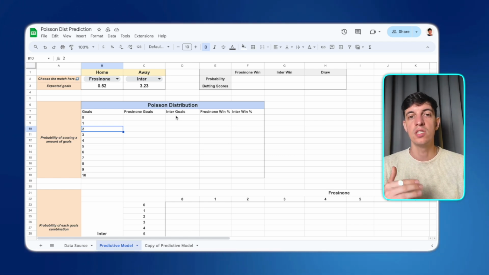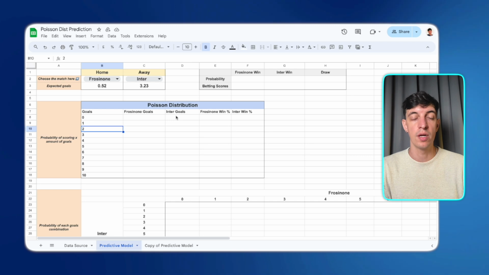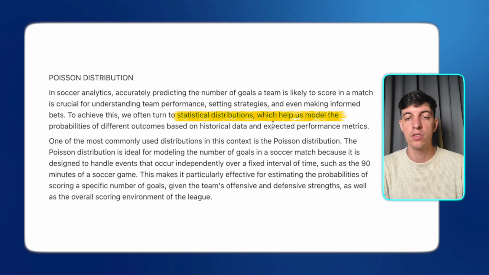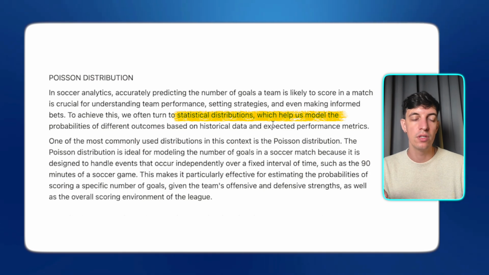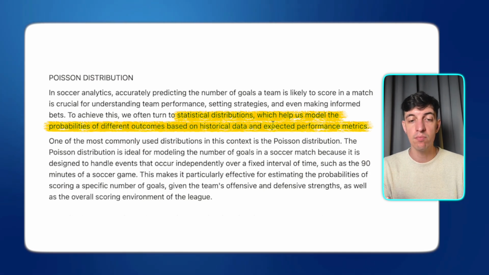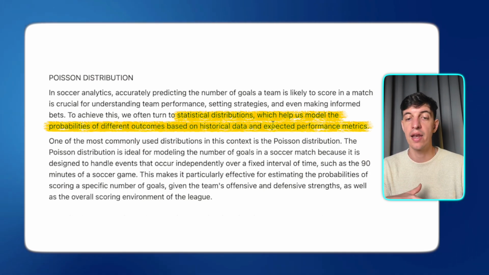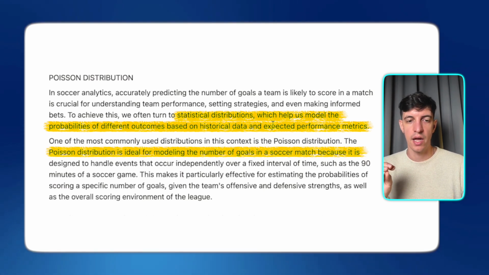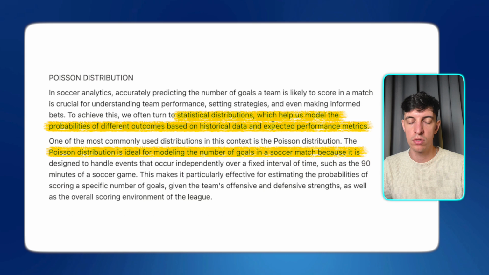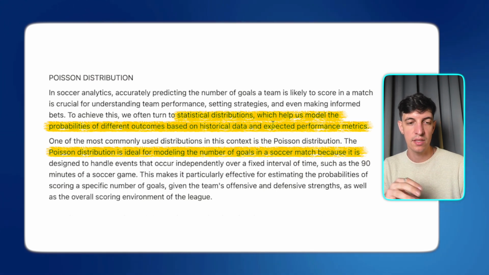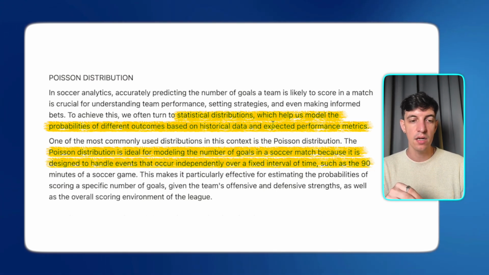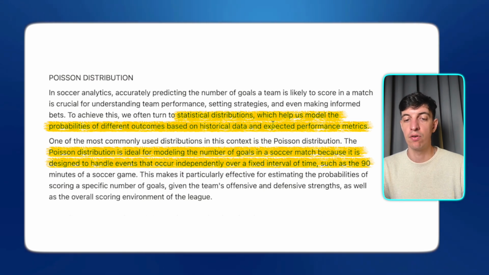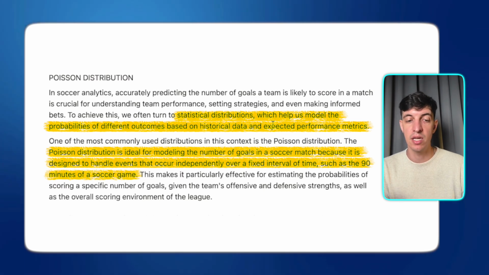We do this using a statistical concept that is called the Poisson distribution. And so the Poisson distribution is a statistical distribution which helps us to model the probability of different outcomes based on historical data and expected performance metrics. And this distribution is ideal for modeling the number of goals in a soccer match because it is specifically designed to handle events that occur independently over a fixed interval of time, which in our case is the 90 minutes of a soccer game.